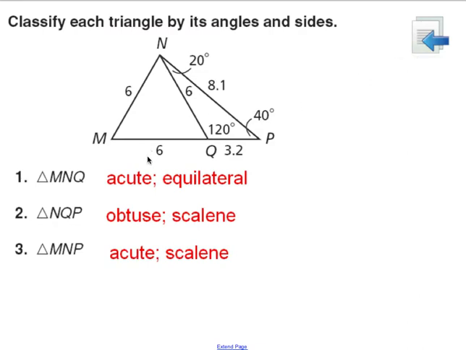Okay, my first triangle, MNQ, is acute and it's equilateral. Now, one thing I haven't told you at this point is that the angles in an equilateral triangle are all 60 degrees. Every single one of them is 60 degrees. So while it's acute, a more exact term for it would be equiangular.